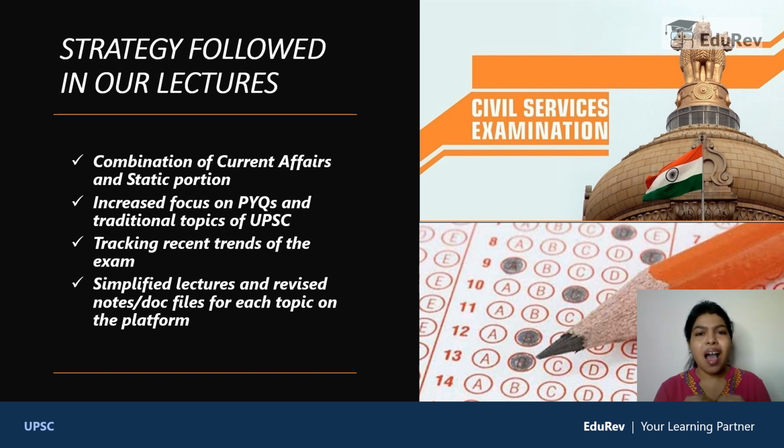First thing is our series of lectures in art and culture, it is going to be a combination of current affairs and the static portion. Now sounds simple, right? But what exactly are we going to do here is that we are going to follow the PIB articles, if there is some sort of 100th anniversary of some noted personalities or 150th anniversary of a recent tradition that has been in practice.